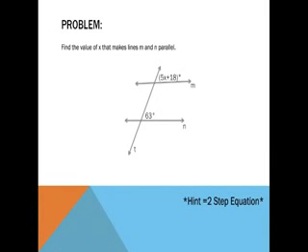Alright, get ready. Your next problem is about to come up. For this problem, you want to find the value of x that makes lines m and n parallel. So here you want to use the fact that m and n should be parallel. That means that corresponding angles, alternate exterior angles, and alternate interior angles will be equal. Therefore, this will make this problem a two-step equation. So good luck and have fun.